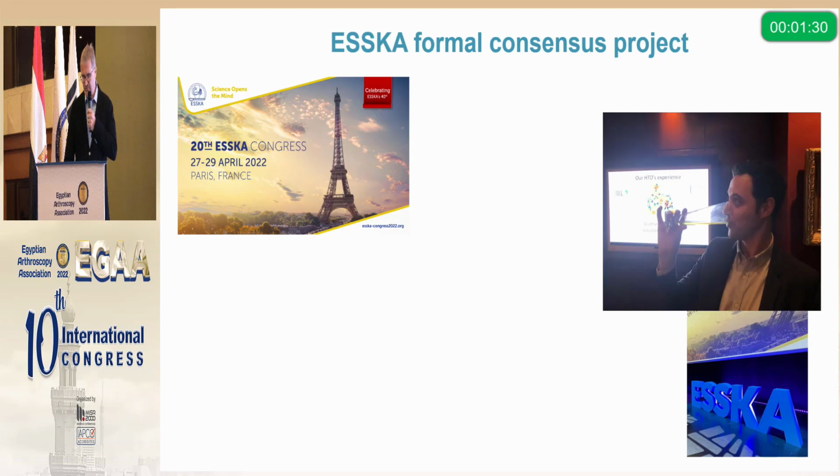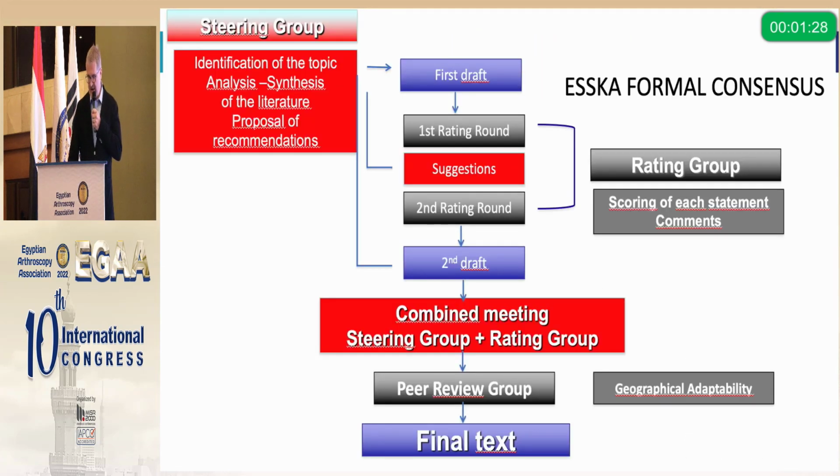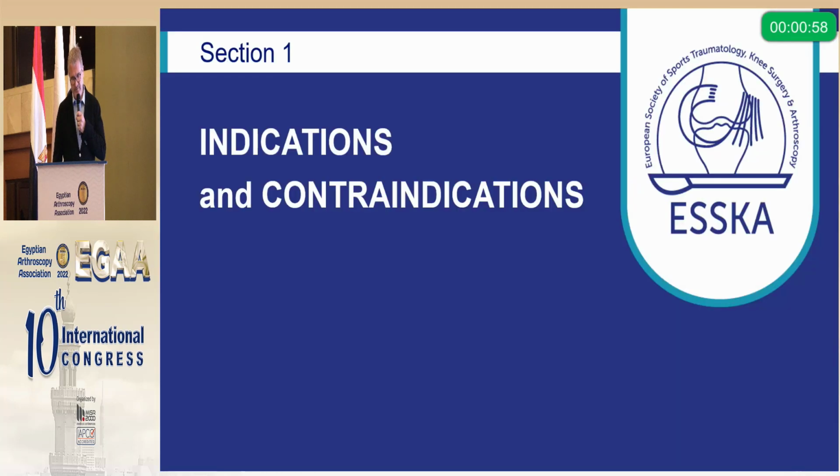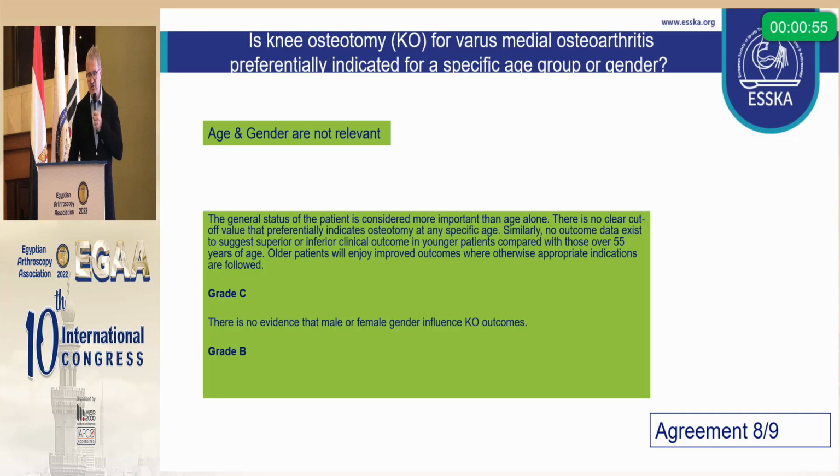And this was led by Mathieu Olivier and Matt Dawson and Ragbir Kakar. And it went through its different drafts and iterations, and it came out with some recommendations. And in fact, it was a fantastic piece of work, and it won a prize from ESSKA for being the most beneficial consensus project. I was lucky enough to be on the arthroscopic revision ACL consensus as well. This one won a prize, and it was a huge amount of work, but particularly by Matt and by Matthew Dawson. So it said age and gender really not relevant. So this idea that men or women, one may benefit more, is not the case.